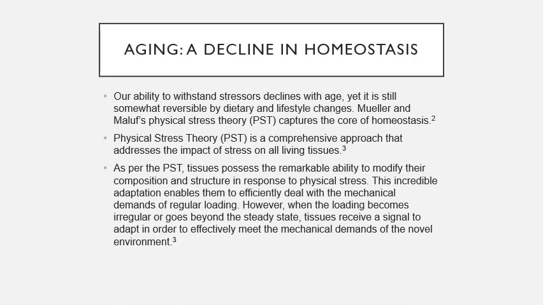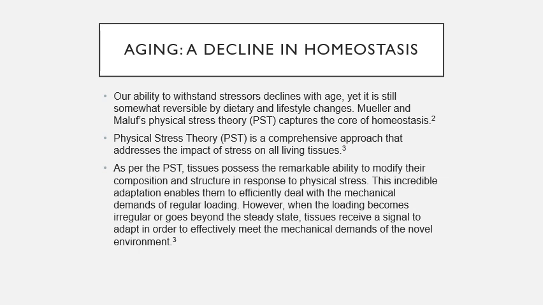To begin with our first chapter, aging, a decline in homeostasis. Our ability to withstand stresses declines with age, yet it is still somewhat reversible by dietary and lifestyle changes. Mueller and Maluf's physical stress theory captures the core of homeostasis. PST is a comprehensive approach that addresses the impact of stress on all living tissues. As per the PST, tissues possess the remarkable ability to modify their composition and structure in response to physical stress. This incredible adaptation enables them to efficiently deal with the mechanical demands of regular loading.